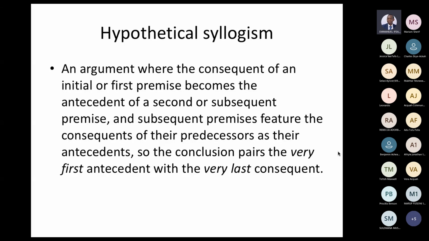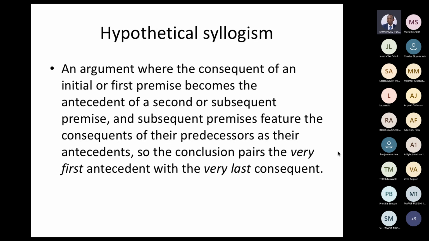That's why we say it's an argument where the consequent of an initial or first premise becomes the antecedent of a second or subsequent premise. And then subsequent premises feature the consequent of their predecessors as the antecedent. So it continues. You can have all A are B, all B are C, all C are D, all D are E. And that's why we say that subsequent premises feature the consequent of their predecessors as their antecedents.